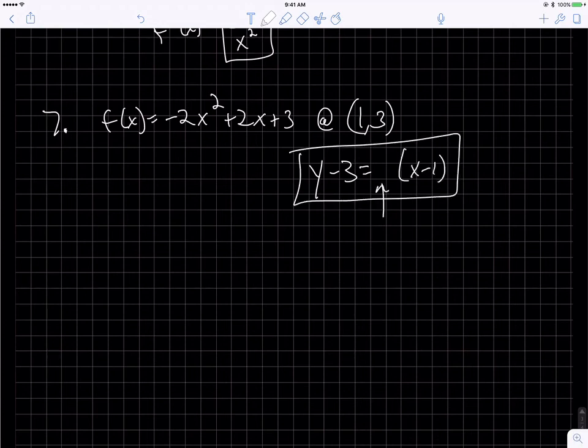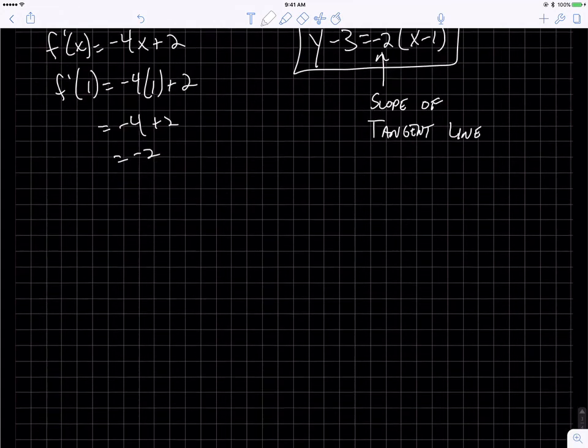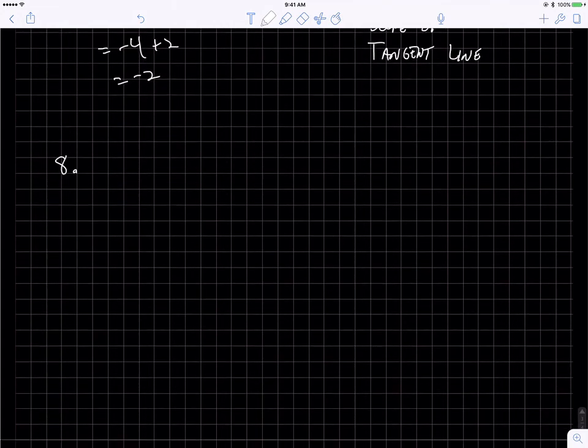I just need to go find the slope of the tangent line. So the way I find that is with the derivative. This is a power rule one. Then I want to evaluate the derivative at that point. So I plug in 1. That means evaluate, to plug it in. So then I get negative 4 plus 2. So my slope of the tangent line at that point is negative 2. So there's the equation of my tangent line.